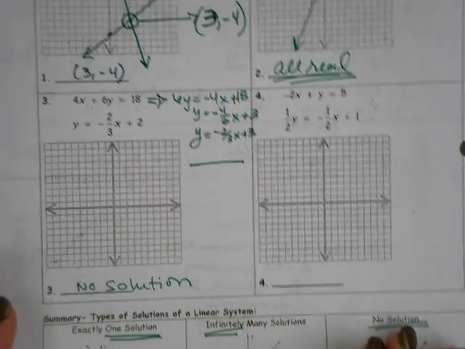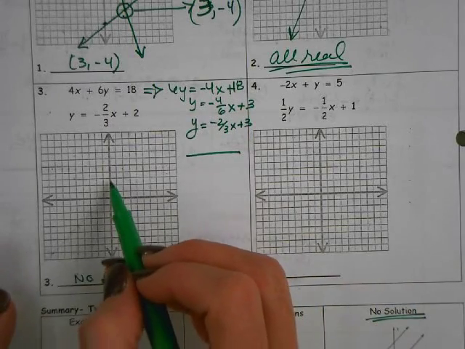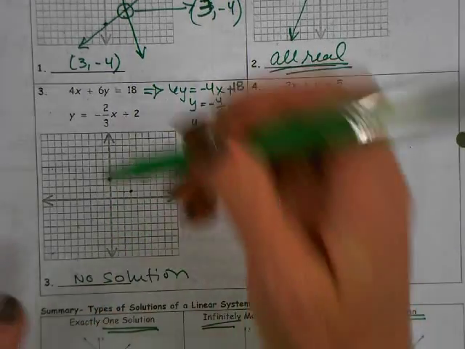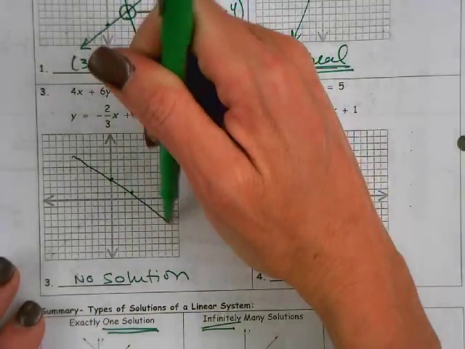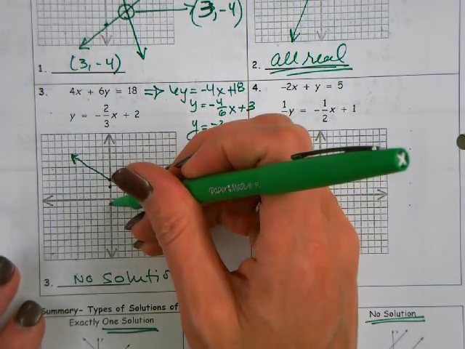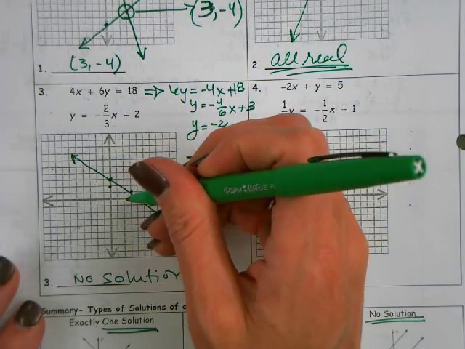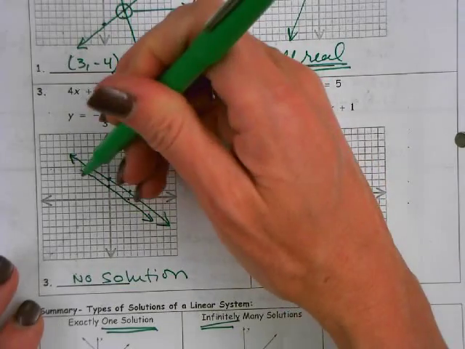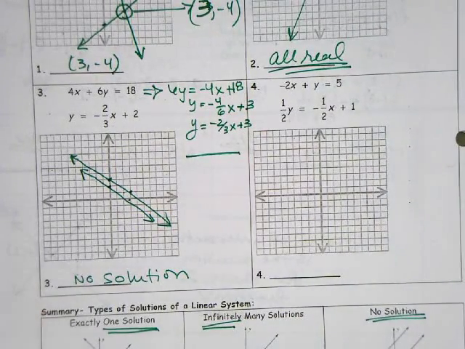Okay? And if you graph it, it'd just be (0, 3), and then you go down 2 over 3. And this would be this one line. And then the next line is going to be (0, 2), and same thing, down 2 over 3. And they're just going to be side by side, and they never touch. So therefore, it's no solution. Okay?